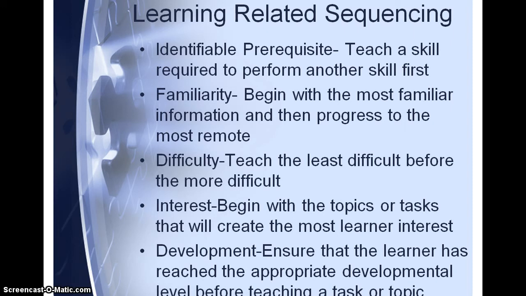Next, you have familiarity, where the instructor would begin with the most familiar information and then progress to the most remote. Often at the elementary level, in social studies curriculum, it is devised in a way where students in kindergarten and first grade learn about their neighborhood, and then the next year their city, then state, then U.S. history, and finally world history.